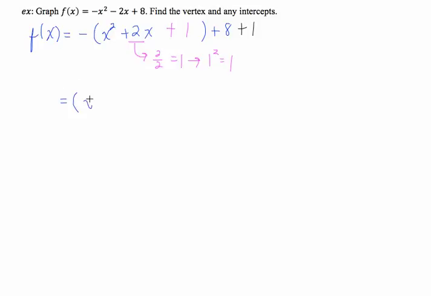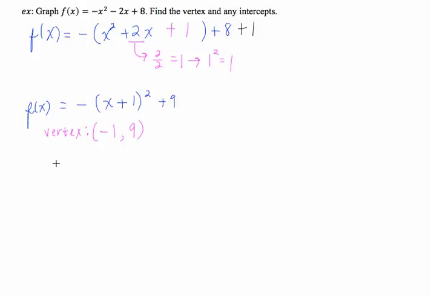And now we can rewrite it as a perfect square. Let's lift off my negative. It's the negative of (x plus 1) all squared. Then 8 plus 1 is 9. So this one, we can read off the vertex. It's still h comma k. So the vertex is still the opposite of the sign next to the x. So it's -1, comma positive 9. The axis of symmetry is at x equals -1. So there's the vertex, that's good.